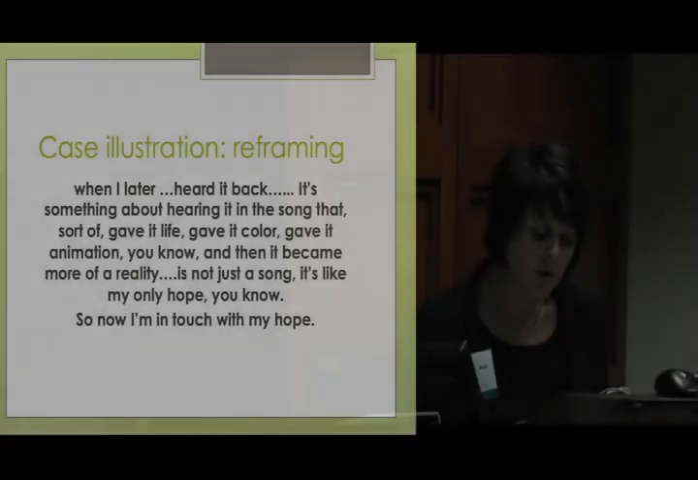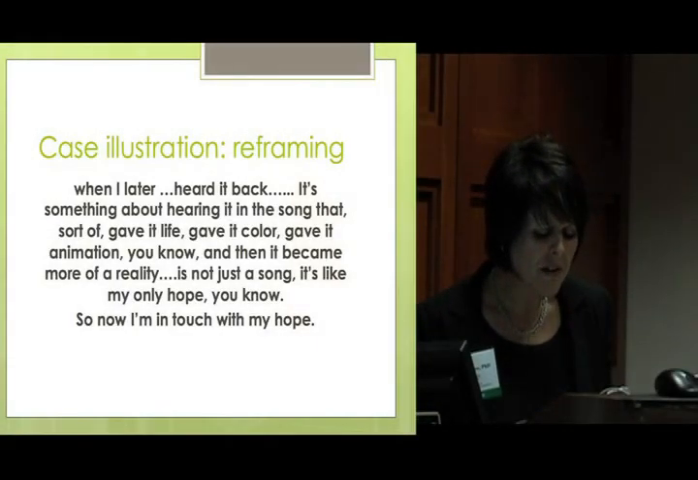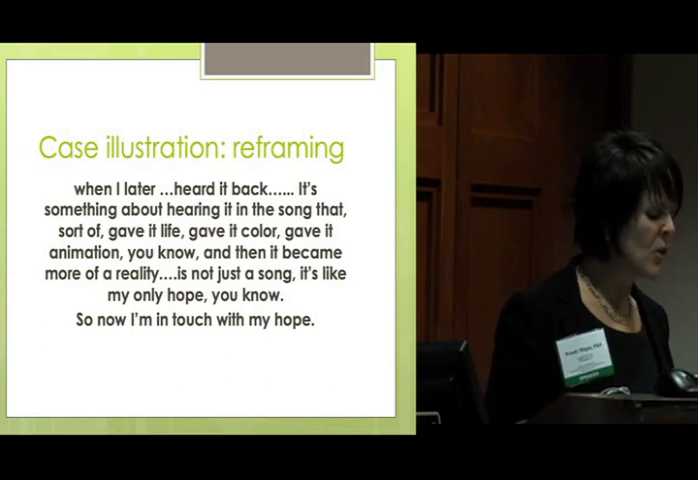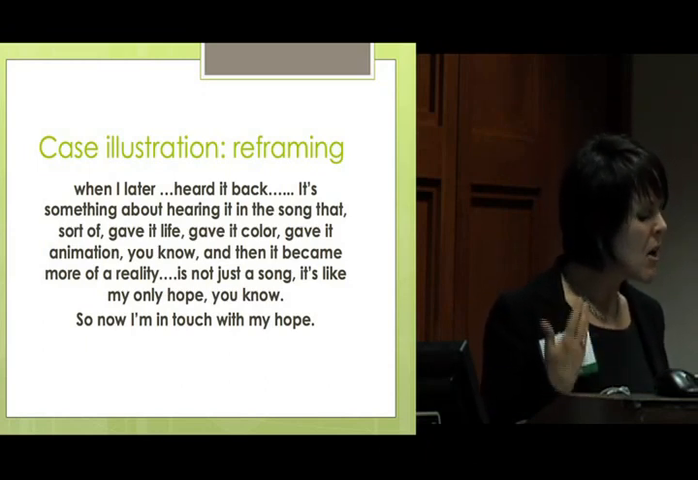And the music kind of brought it back, the songwriting. And it wasn't necessarily that I was a songwriter that brought it out. It was just the expression, attached to a tune, a melody and things like that, sort of brought it alive. And then we made it more alive, more optimistic of the future. And at that point in my life, I was someone who was questioning my own ability to function in the world. So therefore, I felt like I wasn't functioning. And then when I later heard it back, it's something about hearing it in the song that gave it colour, gave it animation, and then it became more of a reality, like moving on is not just a song, it's my only hope.